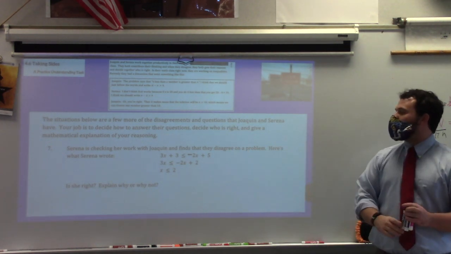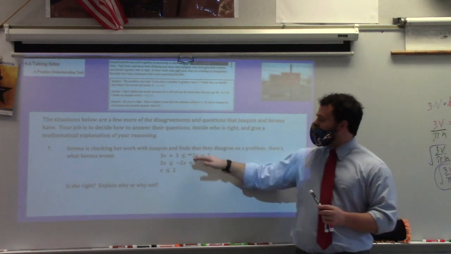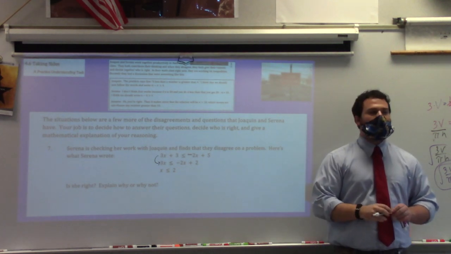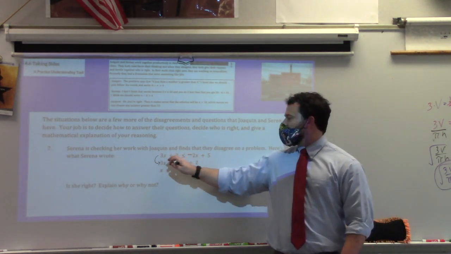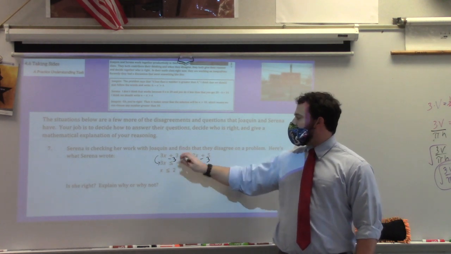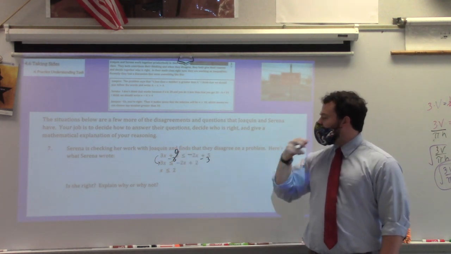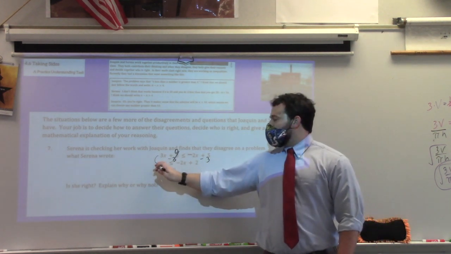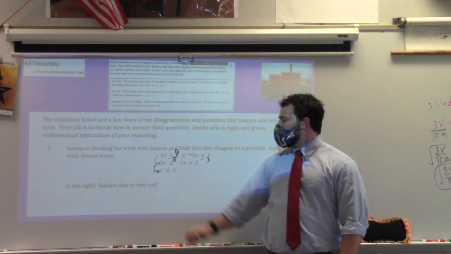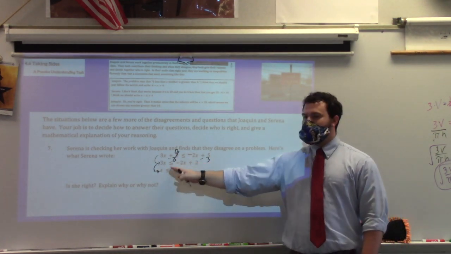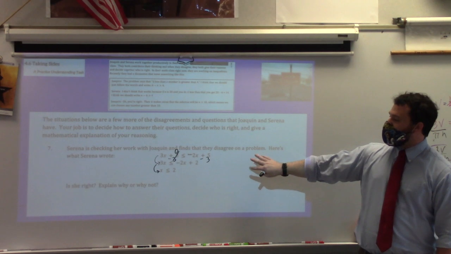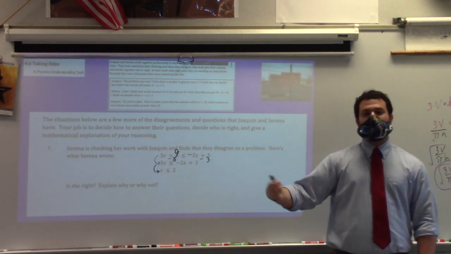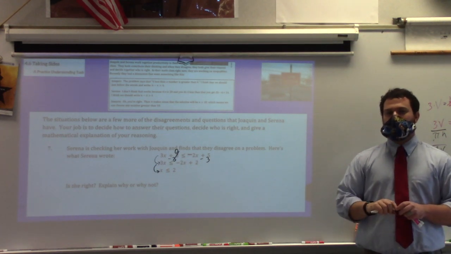Here is Serena's work. What do you think she did to go from this first inequality to this lower equivalent inequality? Probably subtracted 3. 3 minus 3 is 0, 5 minus 3 is 2. So far she's looking pretty good. What you want to do now is think, what should she do to go from here to here, and see if you get the same answer, because that's going to tell you who is correct, and then start to think about why she is correct or incorrect. Make sense?